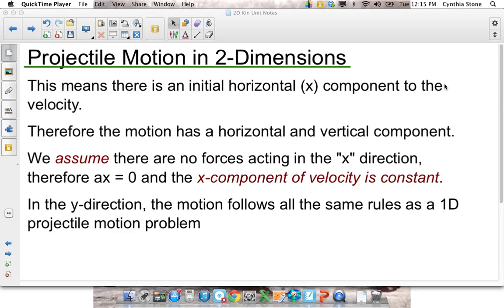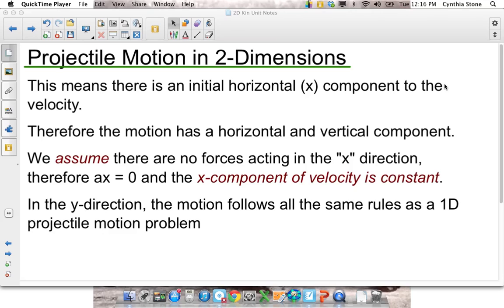Looking at projectile motion in 2 dimensions, and this is again review. What we mean by projectile motion in 2D is that there's an initial horizontal component to the velocity, so it's moving sideways to begin, maybe up and sideways or down and sideways or just sideways, but there is an initial x component. So that does change how we solve the problem, and we use x and y components to end up solving.